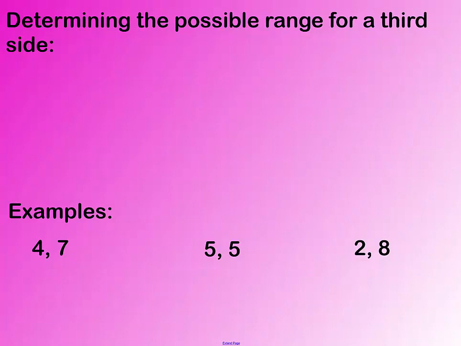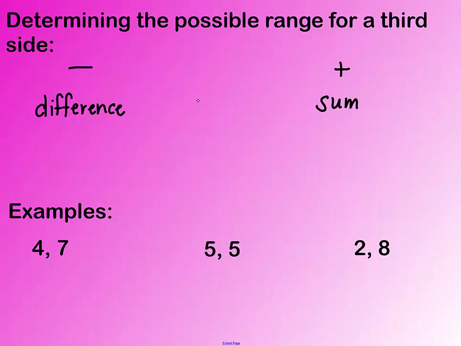This is the second of 3 video lessons on the triangle inequality theorem. We're going to determine the possible range for the third side of a triangle. So what we're going to do is find the difference and the sum of the two sides given.